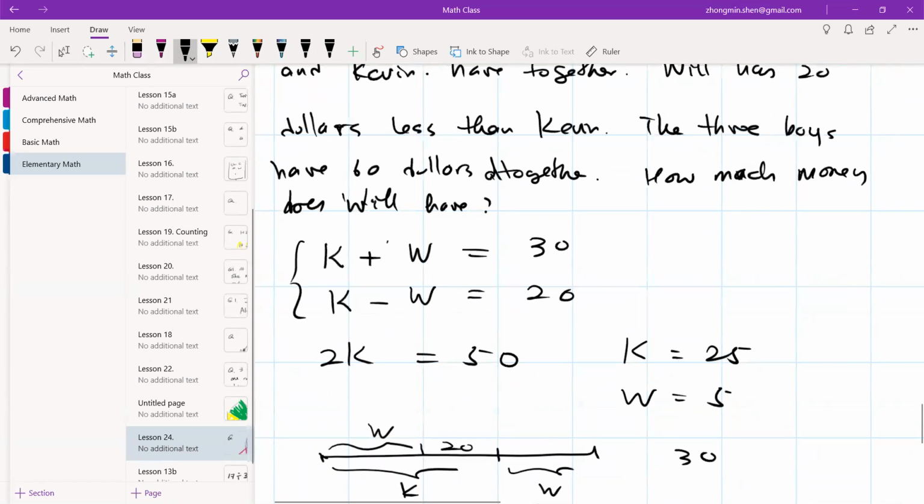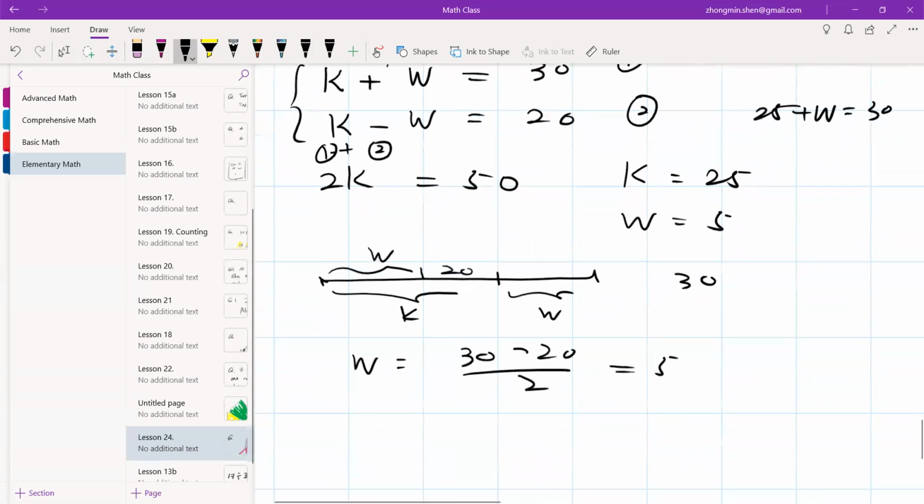I add those two equations together. I call them equation 1 and equation 2. And then when I add those two equations together, I get rid of the w. k equals 50, then you can solve for k, okay? And 2 times some number equals 50, that number must be 25. Now once you get 25 for the k, then you can easily get the w, right? For example, here, 25 plus w equals 30. The w, of course, must be 5, okay?